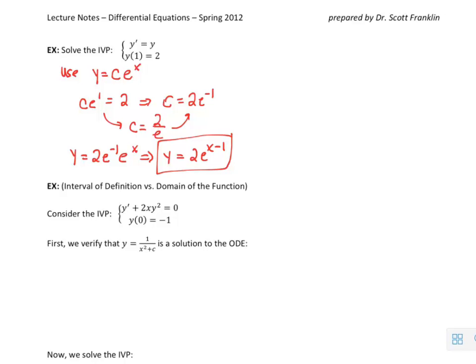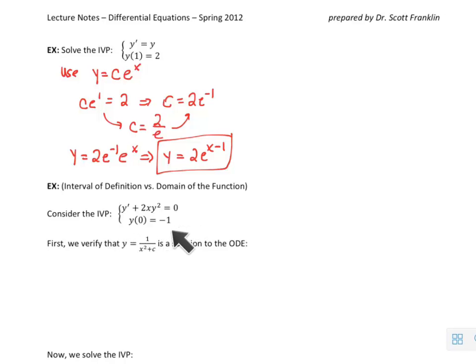All right, in our next example, we're going to talk a little bit about what we mean when we talk about the interval of definition versus the domain of the function. To begin with, let's just do the same thing we've done on the previous two examples. First, verify that the function y is equal to 1 over x squared plus c is a solution to the ODE, namely this differential equation right here. And then we're going to find the c by using the initial condition here.